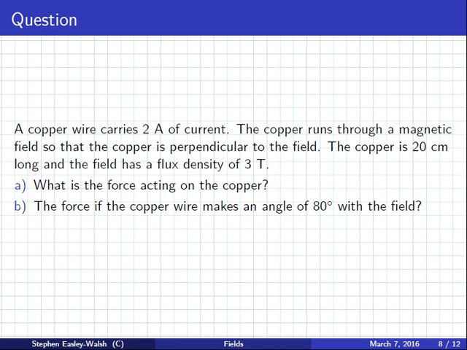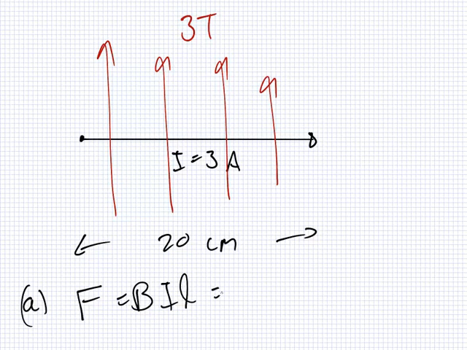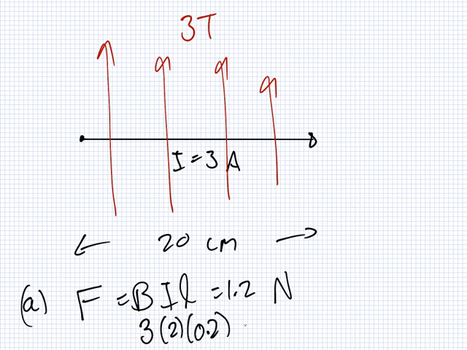You all got 1.2 newtons? Yep. Great. Now what formula do you need for the second part? 2 times 3 times 0.2, which is 6 times 0.2, which is 1.2. It's right.